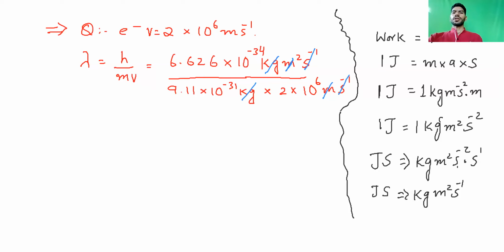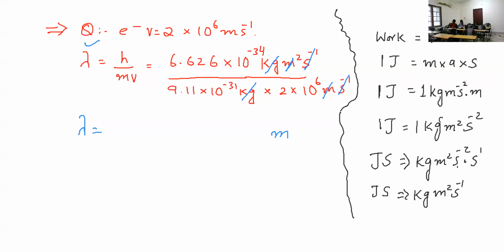So what did you get here? You got only the meter. And you should get the meter because we had to calculate the wavelength. So wavelength will always come in the unit meter. Correct? Got it?